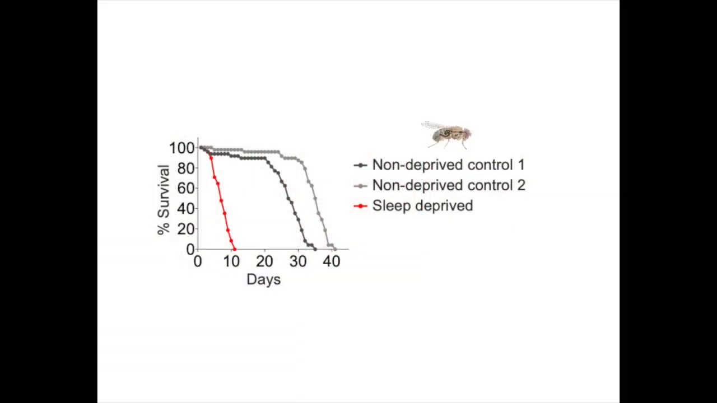These survival curves show the premature death of sleep-deprived flies in red, compared to the non-deprived controls in gray. The brown curve represents the survival of sleep-deprived flies that overexpress an antioxidant enzyme, SOD1, in their gut. Preventing ROS accumulation in the gut of these severely sleep-deprived flies allows them to live as long as the non-deprived controls.